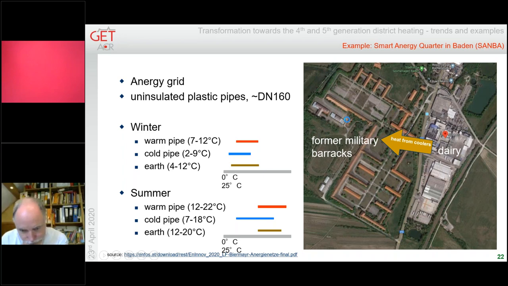It's in Austria, in Baden. There they had some research projects on energy grids where they would like to use the waste heat from the coolers they are operating from a dairy for heating and cooling for a former military barrack. So they are using uninsulated plastic pipes with a diameter of about 160 millimeters. And as you can see, the temperature level in wintertime is nearly the same as the Earth's temperature. But in summertime, the temperature level of the cold pipe is much colder than the Earth's temperature around. The 25 degrees should be at the right side. Okay, next slide, please.